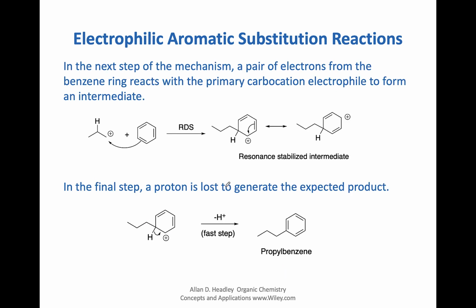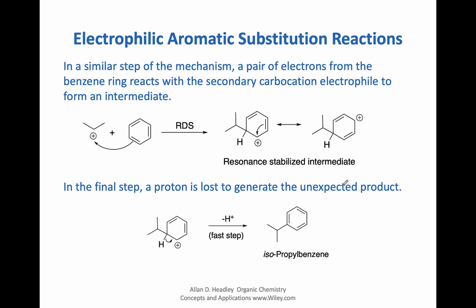So let's look at what happens. Here's our primary carbocation. Two electrons from the benzene, as expected, react here to form the resonance stabilized intermediate, in the rate determining step, as expected, because of the stability of the benzene. And in a final step, the intermediate loses a proton to regenerate the aromaticity and the new product. So this is the expected product. But let's look at this.